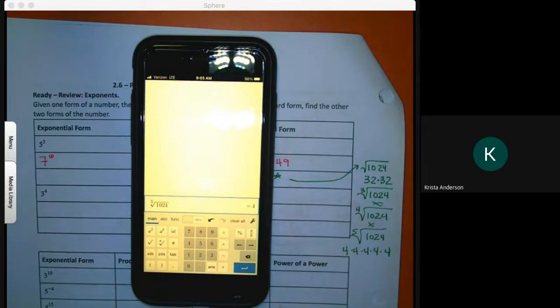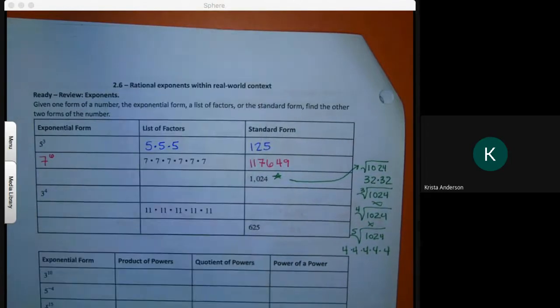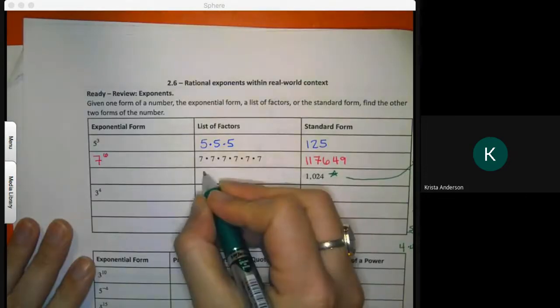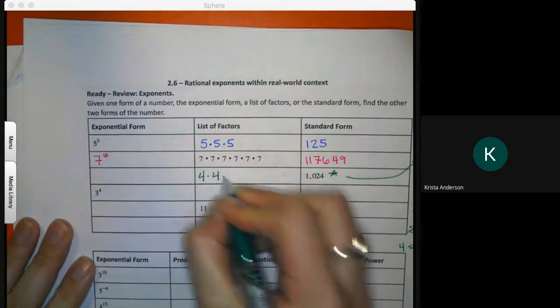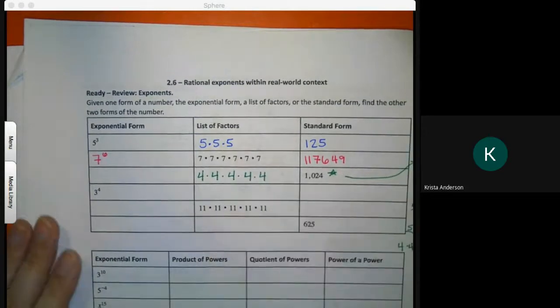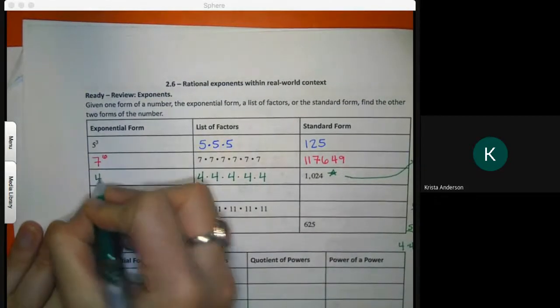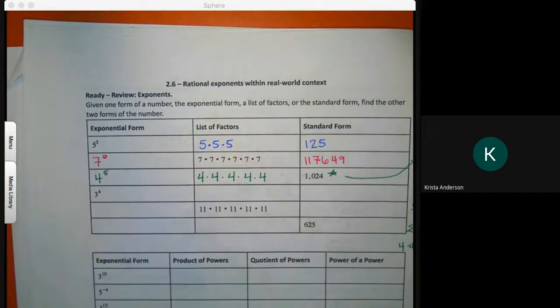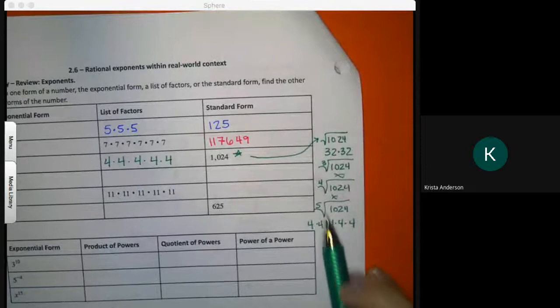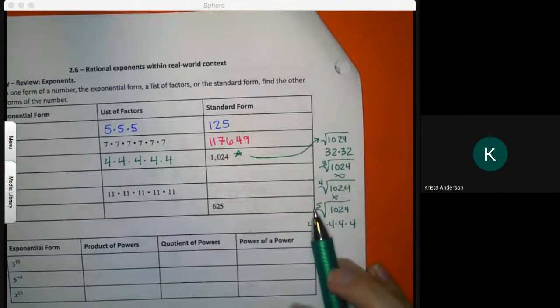So I can go through and pick. Do you want to use the 32 or do you want to use the 4? You can choose. You want to use the 4s? Okay, so I'm going to use 4s. 1, 2, 3, 4, 5 of them, which means I would have 4 to the power of 5, which I pulled. 4 to the power of 5.